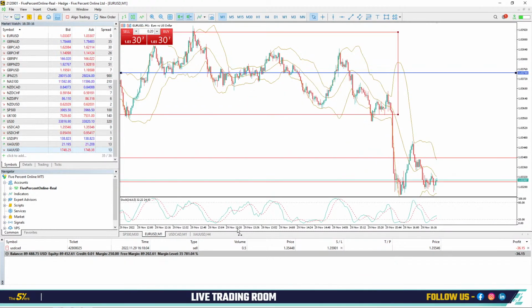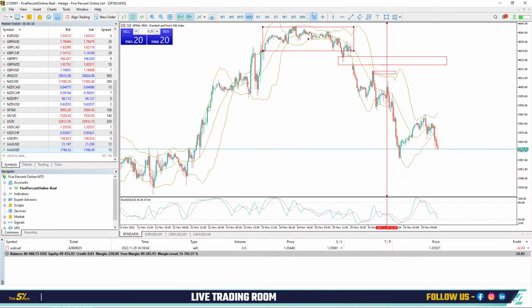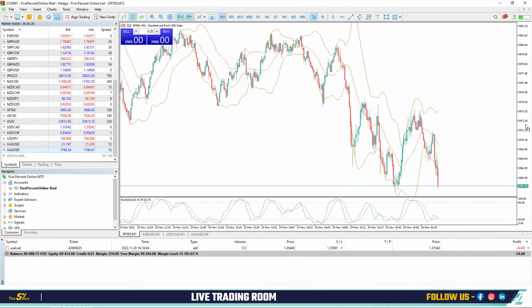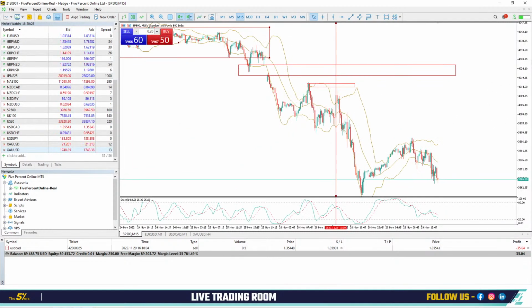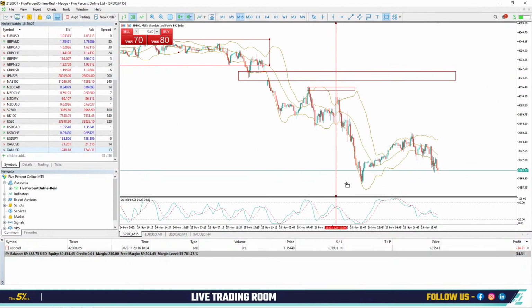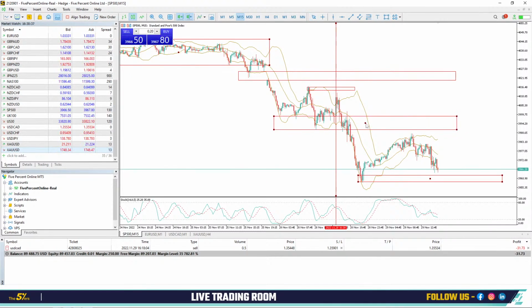Okay, let's check if we can have something at the opening. The S&P actually opens down. Yeah, the lowest point of yesterday was here, so we can have some reaction here. Again, it looks like the market is very bearish. You see the market is creating a zone and making new lows all the time.